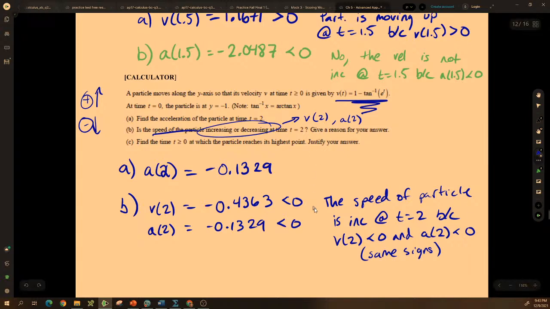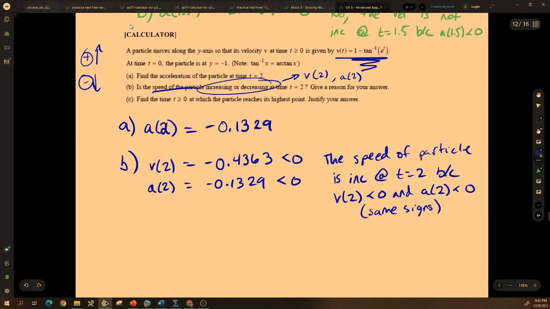And then the last question says to find the time t greater than 0 at which the particle reaches its highest point. Initially, I'm thinking absolute max, but the problem with absolute max is I don't have an equation for position, and I would need that to plug back in. We can get one with an integral, but I also don't even have an interval. I could have taken an integral to get back to position, use time 0, y equals negative 1 to get the c, but we're not going to do that.